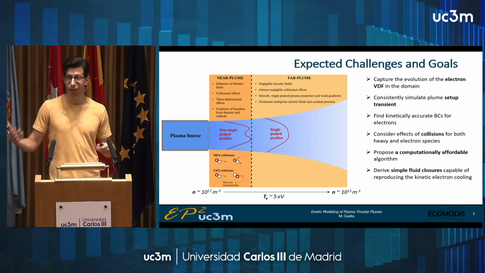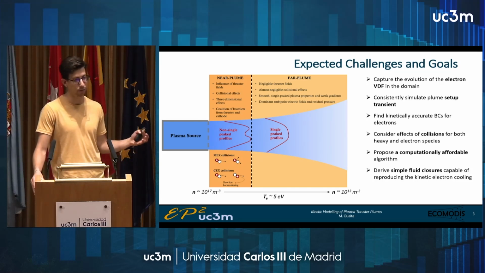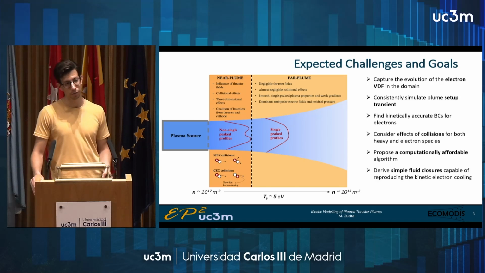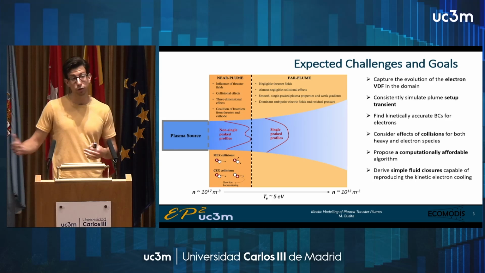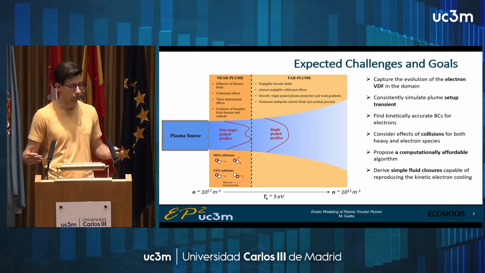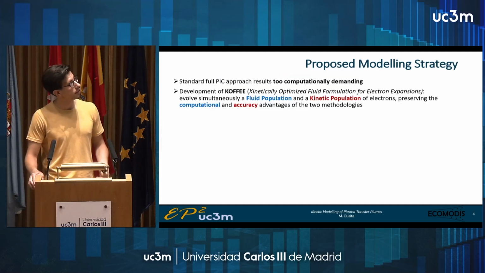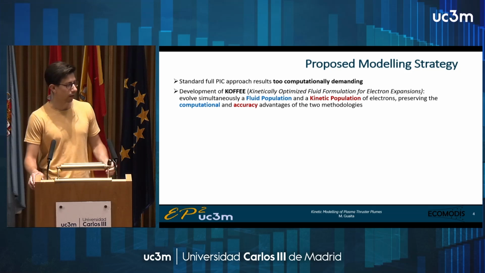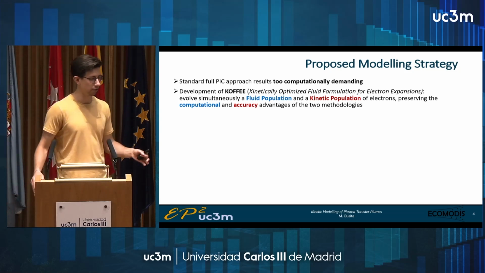So what we want to try to do in the framework of my thesis is find a computationally affordable approach to the electron modeling in particular, and then hopefully use this to derive some fluid closures which are quick enough and accurate enough to be able to use them in fluid models. So what is the modeling strategy that we propose? Well, using a full PIC approach would be very nice, but it's too computationally demanding.